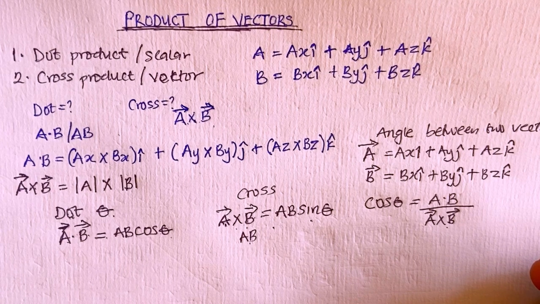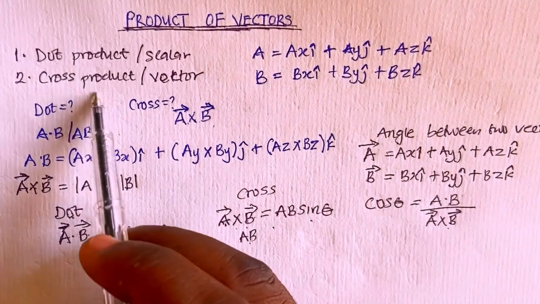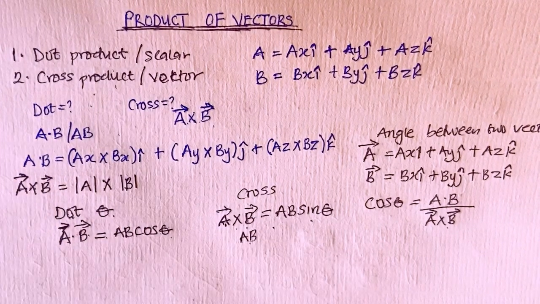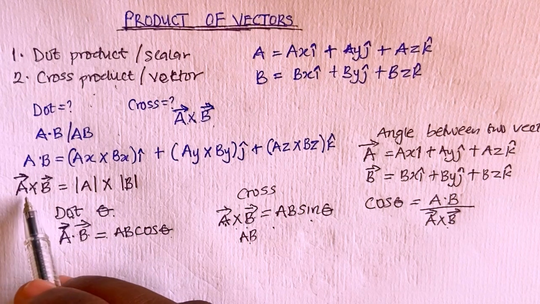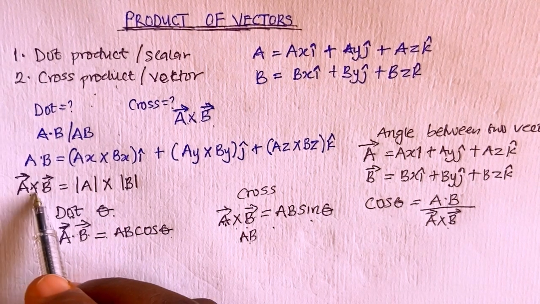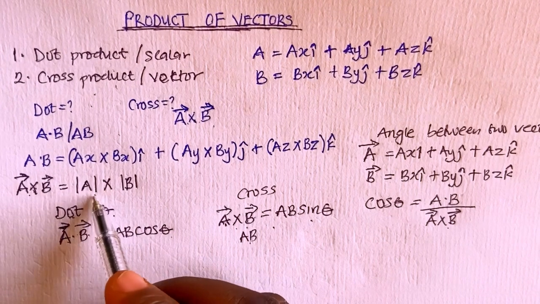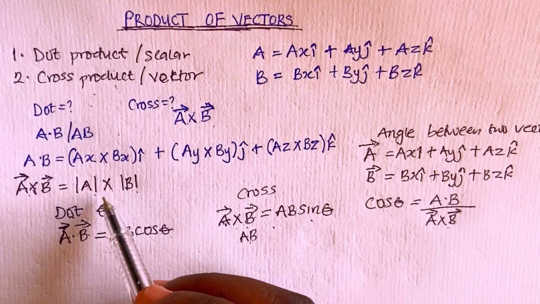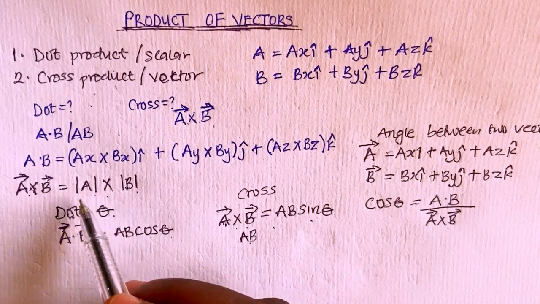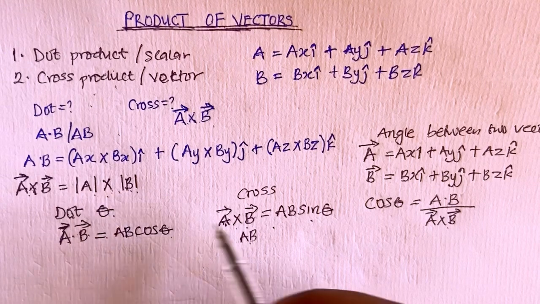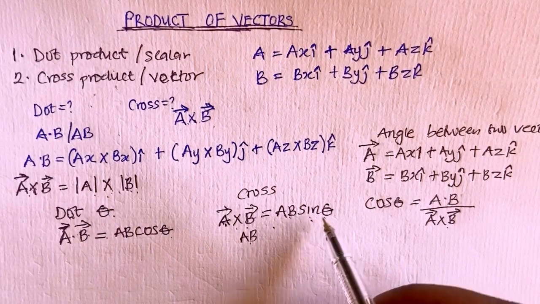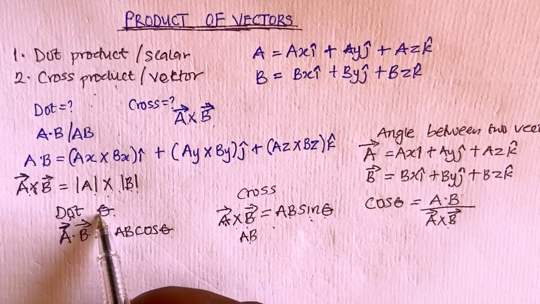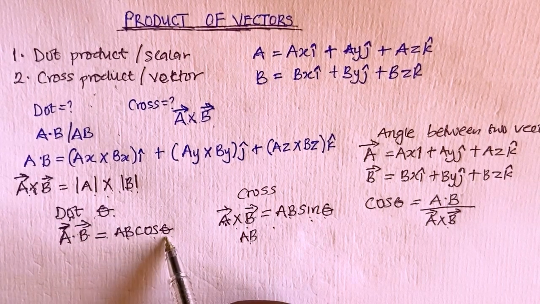So the major difference between the two methods of calculating the product of vectors is this: for the cross product, we have the magnitude of A multiplied by the magnitude of B. If the cross product is inclined at an angle, we express it as AB sin theta. But as far as the dot product is concerned, if it is inclined at an angle, we have it to be AB cos theta.